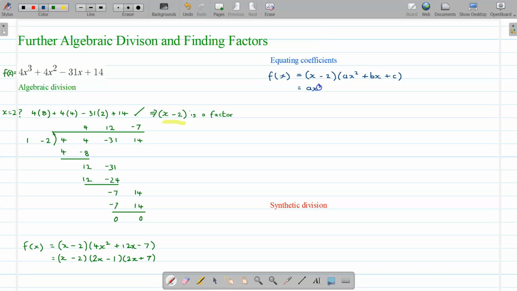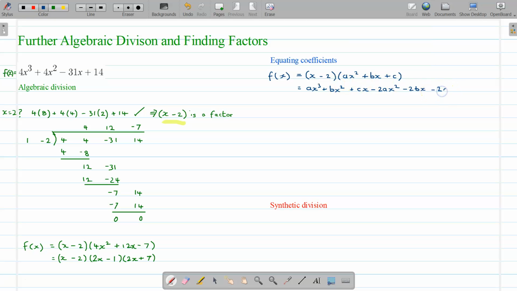I'm multiplying everything in this second bracket by x, you see. Ax cubed plus bx squared, plus cx. And then I'm taking every term in this second bracket and multiplying it by minus 2. So I'm getting minus 2ax squared, minus 2bx, and then minus 2c.